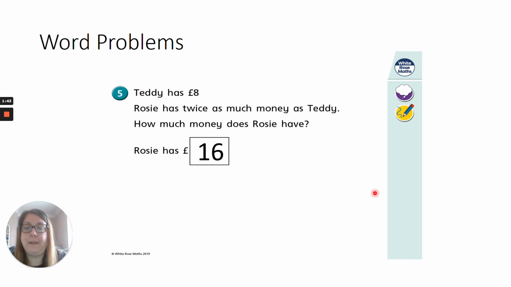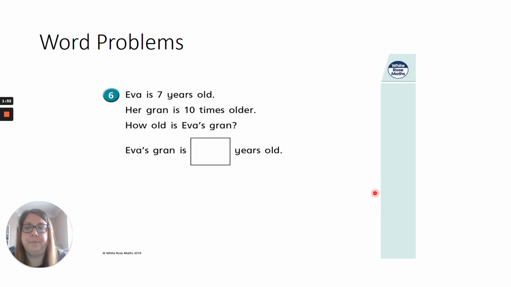She's got £16, hasn't she? Because it's 8 times 2, because twice as much means times 2. And it was £8, so we did 8 times 2, which gives us 16. Well done.